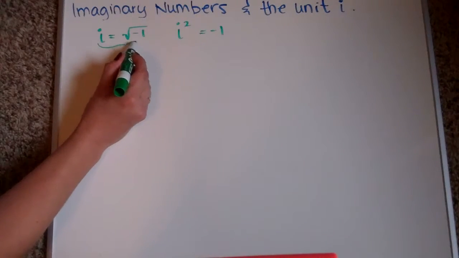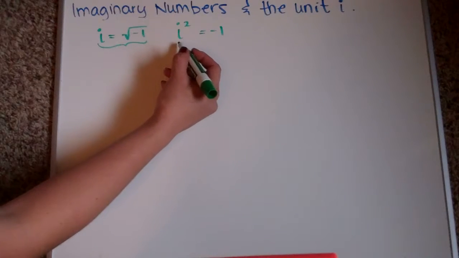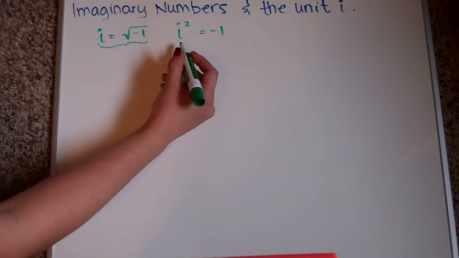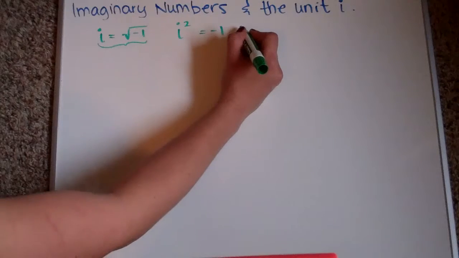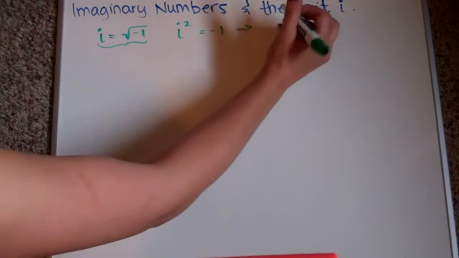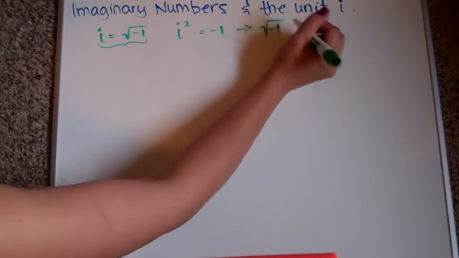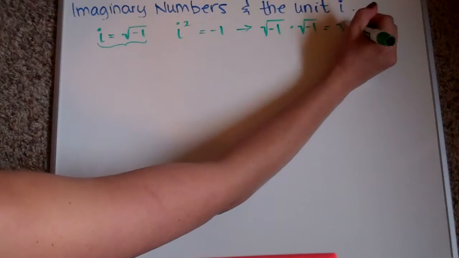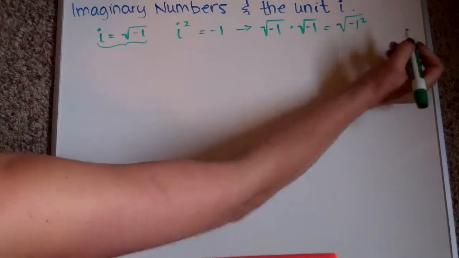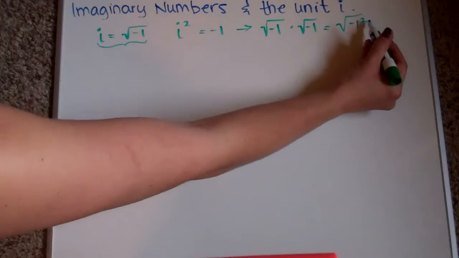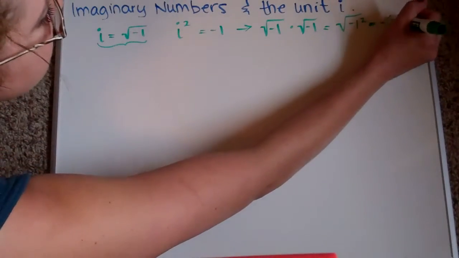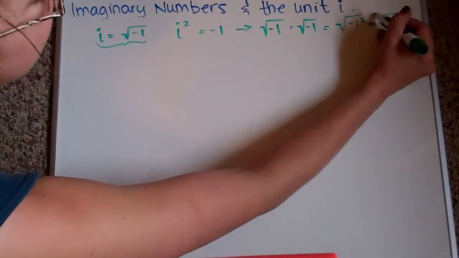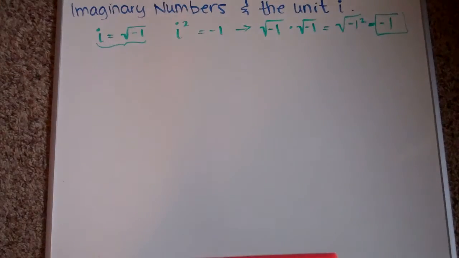So here's our definition. We know that i equals the square root of -1. So when we're talking about i squared, we can substitute i with the square root of -1. So this is going to say the square root of -1 times the square root of -1, which equals the square root of -1 squared. A square and a square root kill each other, so that just leaves us with what's underneath the radicand, which is -1. So hopefully that makes sense to everybody.